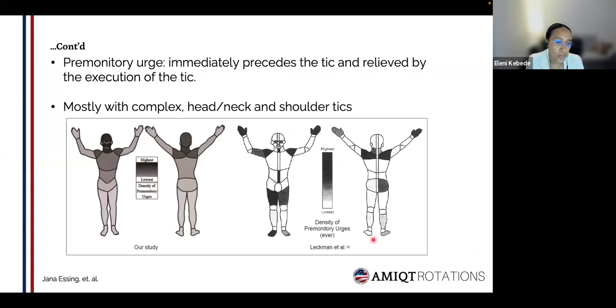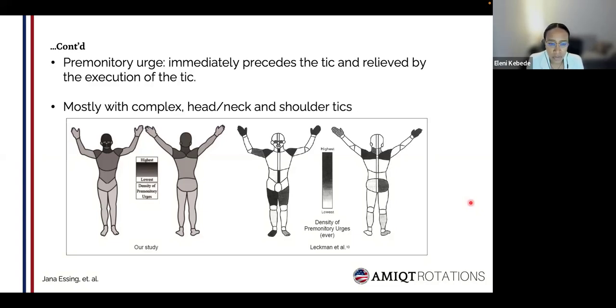So the other component we should know about is the premonitory urge. These urges happen immediately before tics, and they are relieved by the execution of the tic. So mostly they are seen with complex tics, with head and neck tics and shoulder tics. They are very common. They are described as tingling, a feeling of tension or pressure. So for example, for an eye tic, they might feel a foreign body sensation in the eye or a scratching sensation before the tic starts, and a tickling sensation in the throat before they start the throat grunting.